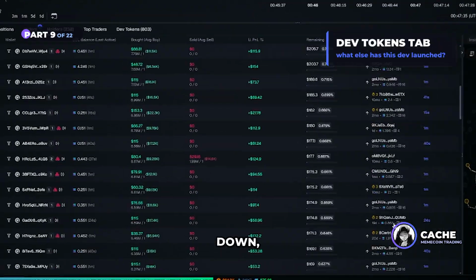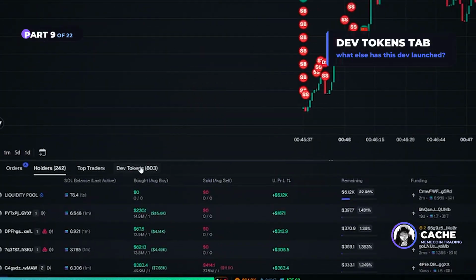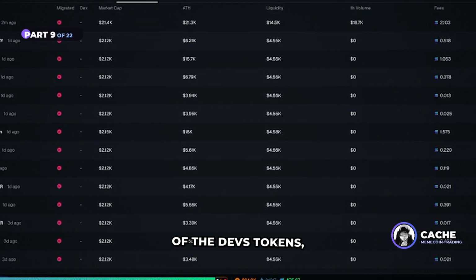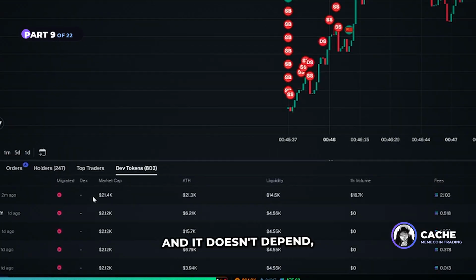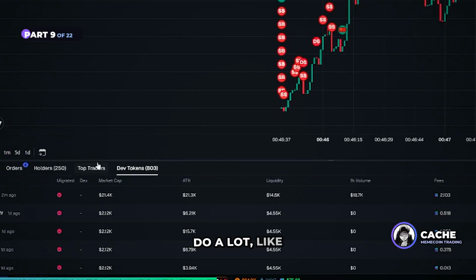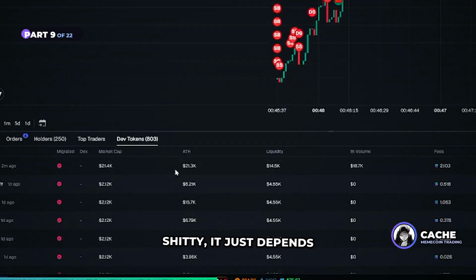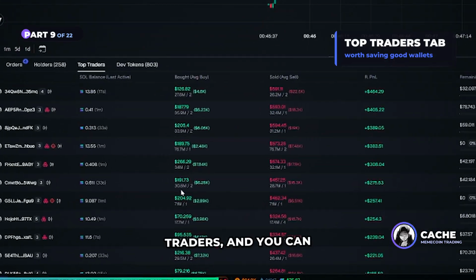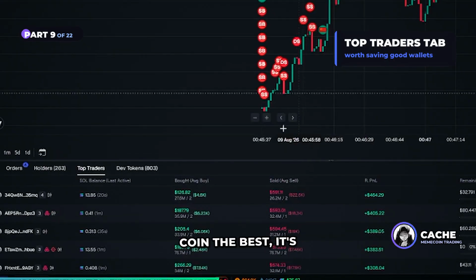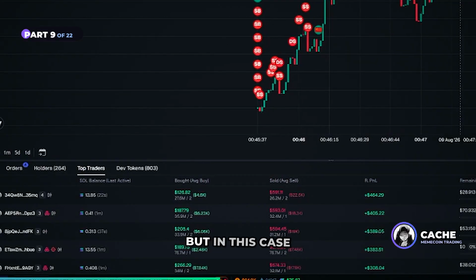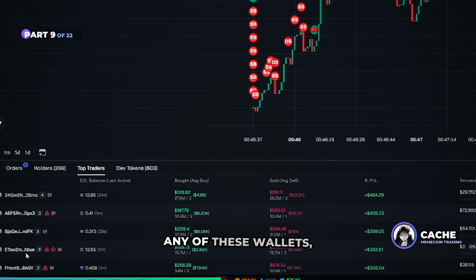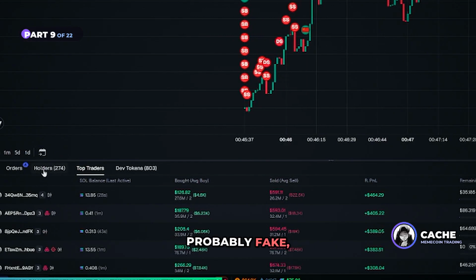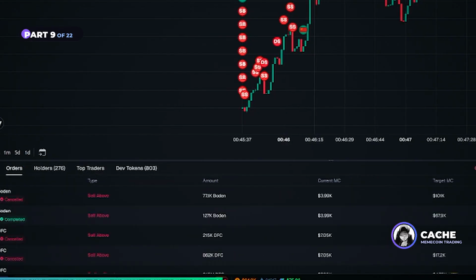So when you're scrolling down, devs tokens. This is where you can see all of the dev's tokens, and it doesn't depend. Sometimes a dev will do one good coin and the rest of them are shitty. It just depends on how well the market picks it up. As well, you can go over to top traders and see who traded this coin the best. It's sometimes good to create a wallet from that, but in this case, I'm not going to save any of these wallets because this is a fake chart and most of these wallets are probably fake. All right.